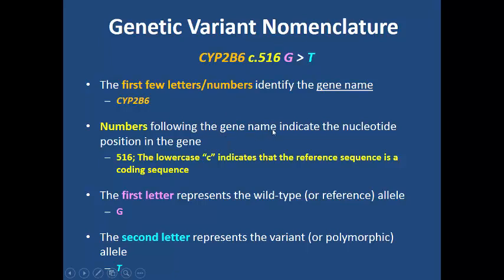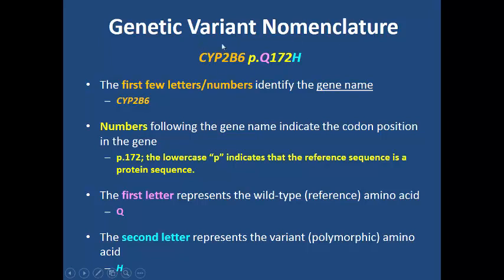The numbers following the gene name indicate the nucleotide position in the gene. So this is the yellow part here. 516 is the nucleotide position in the gene. The lowercase c tells you that the reference sequence being used is the coding sequence. So in the coding region of the CYP2B6 gene at nucleotide position 516, the first letter represents the wild type or reference allele, in this case a G, and the second letter represents the variant or polymorphic or minor allele, in this case T. So G is the wild type, T is the variant.